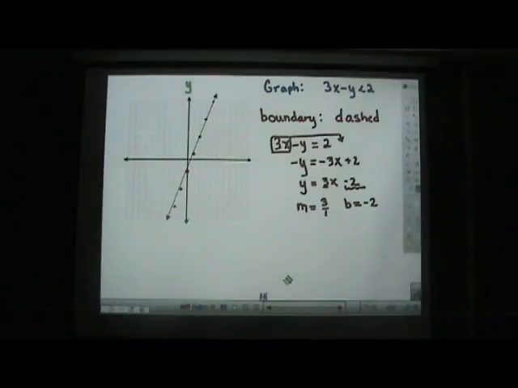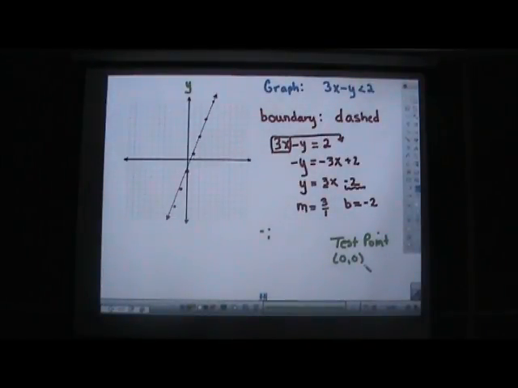Now the next step that you need to do is pick a test point. The test point can be any point that's not on the line itself. One good place to test is going to be 0, 0, because those coordinates are easy for you when you're filling in your inequality. Well, let me put my test point over here. Now I'm going to write down what my test point is. I'm going to use 0, 0.